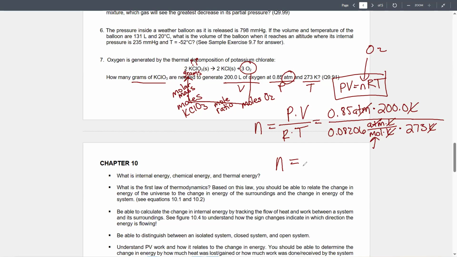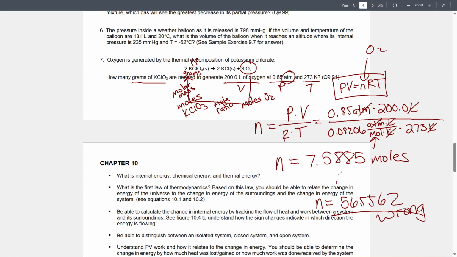So the correct answer right here is 7.5885 moles. But if you did it wrong, yes, the conversions will be given. Yes, but not the formulas. Good question. But if you did this question wrong in your calculator right now, then you got this number. That is not the right answer. This is the right answer.